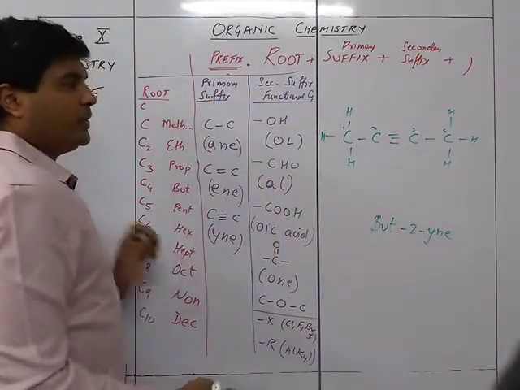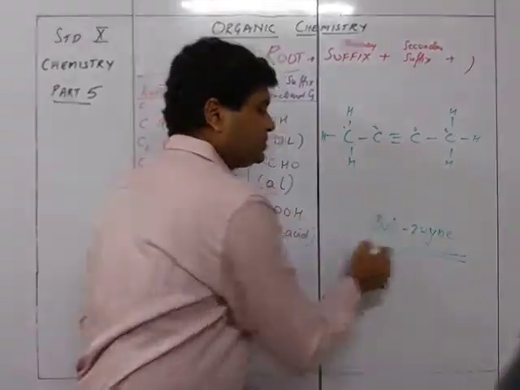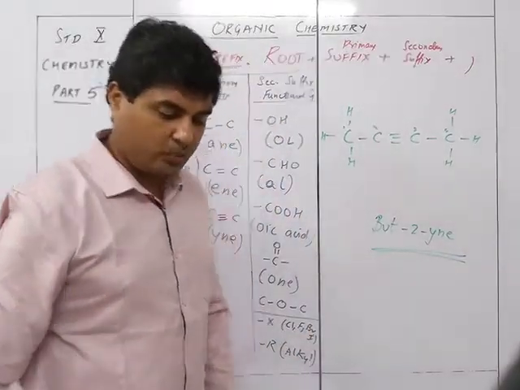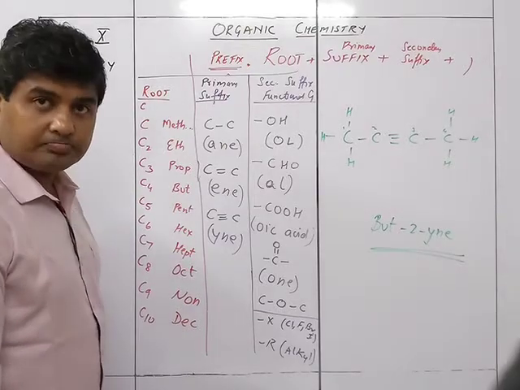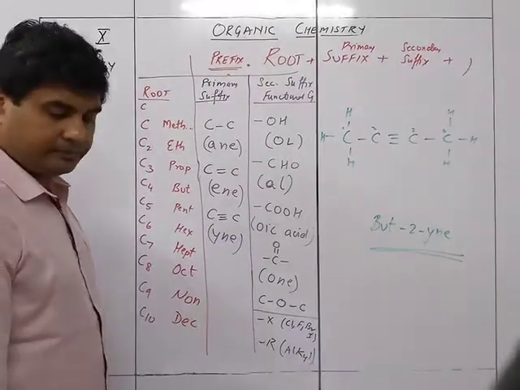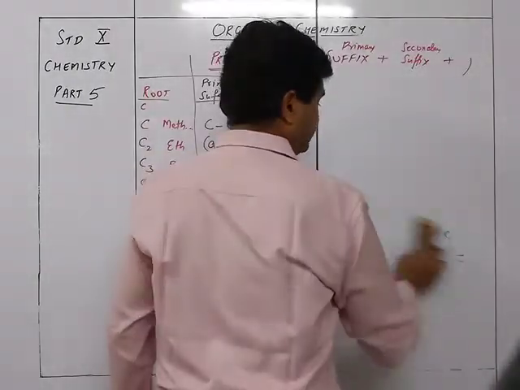Is there anything else over here? There is no other functional group or anything. So the name itself is but-2-yne. So but-2-yne is the name for this particular structure. Got it? We move further to question number 6.